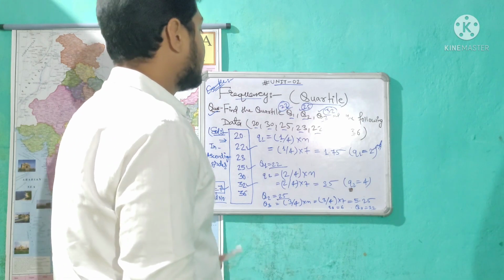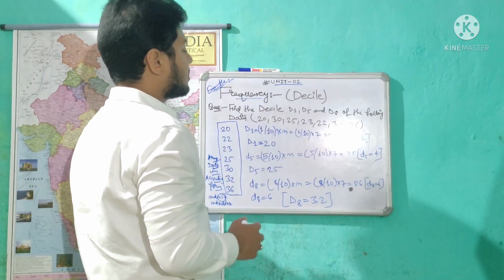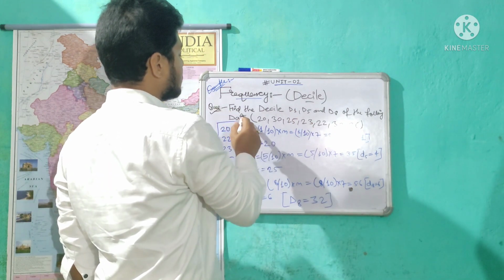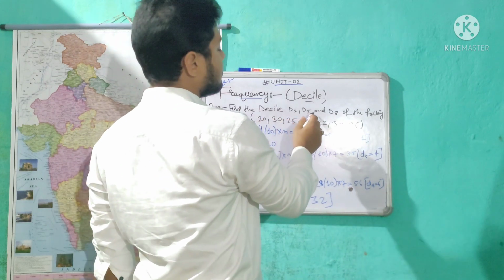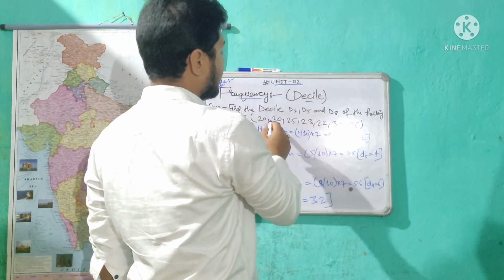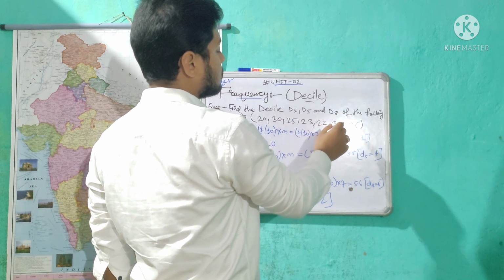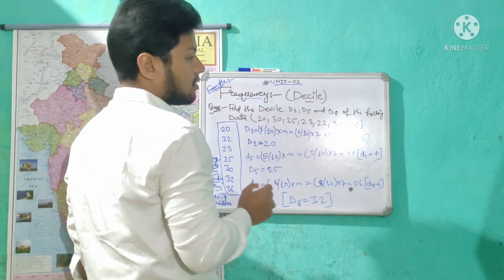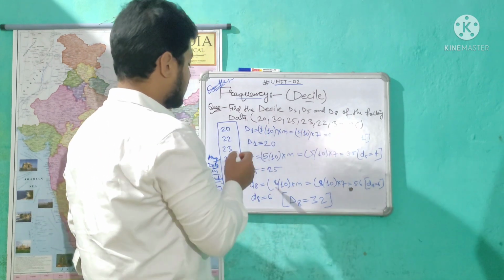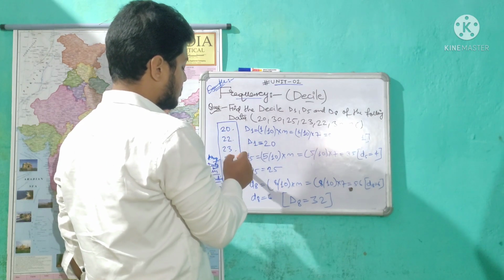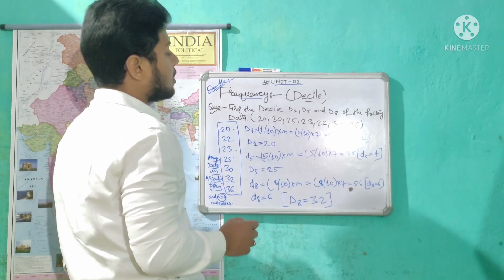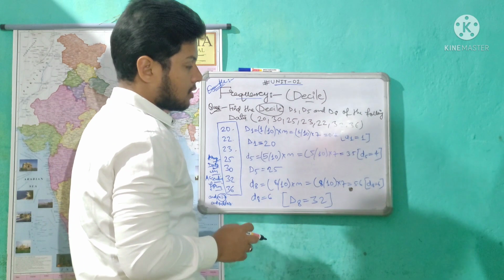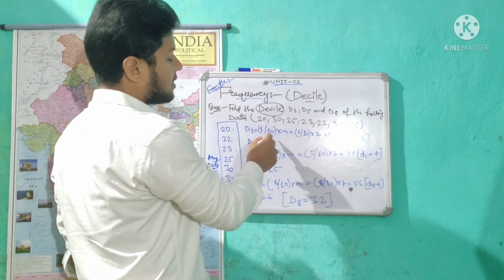Now come to the next, the second measure, decile. One example on decile: find the deciles D1, D5 and D8 of the following data: 20, 30, 25, 23, 22, 32 and 36. First of all, we arrange all these in ascending order, from smaller number to greater number, like this: 20, 22, 23, 25, 30, 32, 36. Now, as we see, this is decile, which means tenth. D1 is equal to 1 by 10th into N.